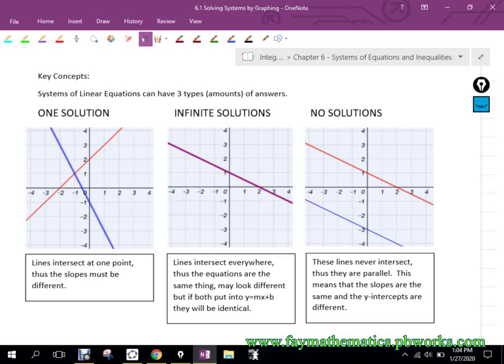And the way that we argue what that means is lines intersect everywhere, thus the equations are the same thing. The equations that they gave me, I graphed one, then I graphed the second one, and they produced the exact same line. So it's two lines on top of each other. Does that make sense? So they crossed everywhere. They're the same line ultimately. If you put both in y equals mx plus b form, they will be identical.